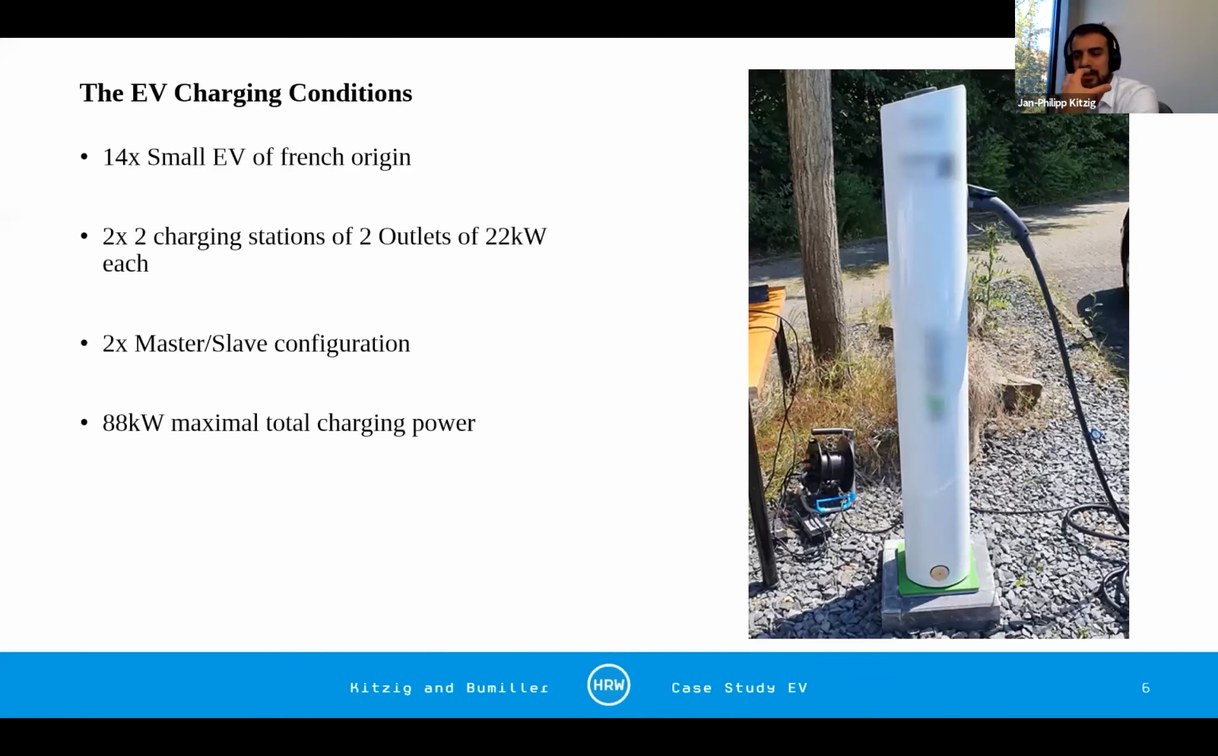So in total, in terms of the total power consumption of electric vehicle charging in this building, we have at maximum 88 kilowatts of total charging power. So what's the problem with this EV charging?